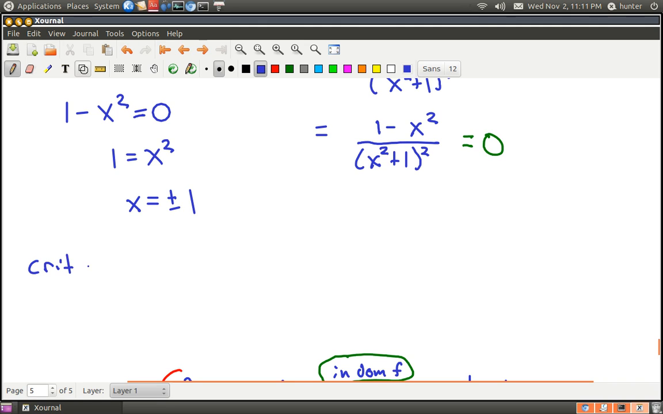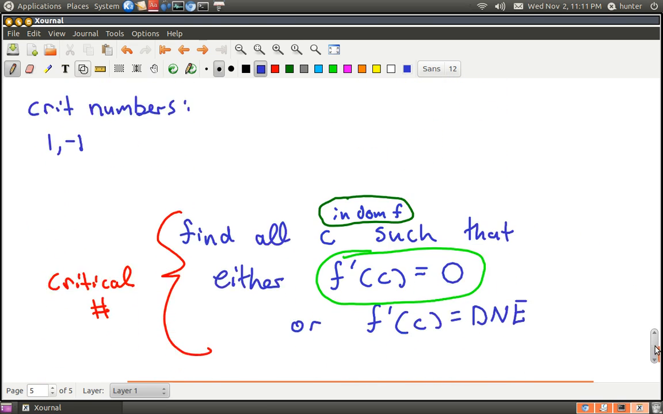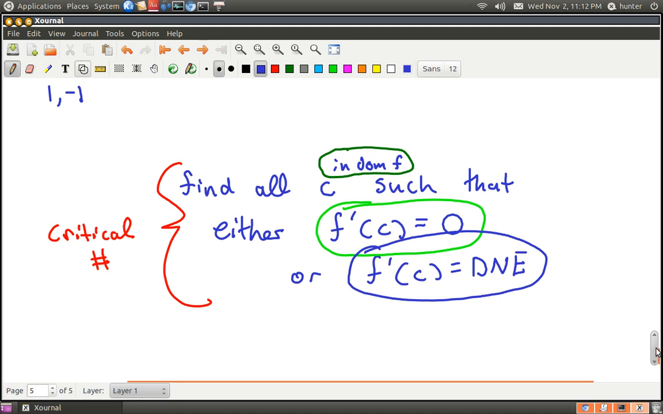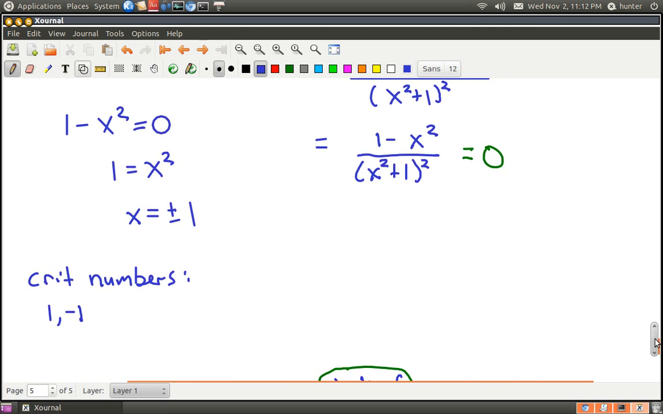Maybe we could just write crit numbers here. And so that is, we have 1 and -1 so far. Now let's see which other ones we get by looking at the second property of a critical number that says it's also a critical number if the derivative isn't defined. So also, since this is a fraction, we actually have values where that is the case, I imagine. I haven't thought about it.